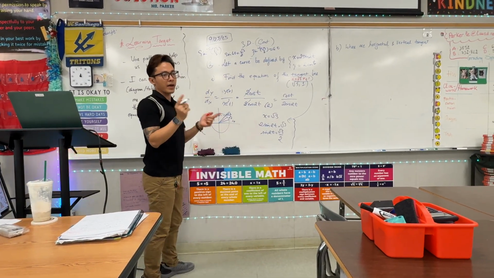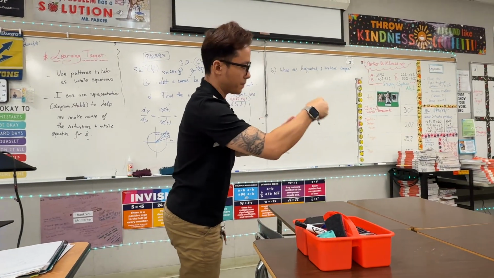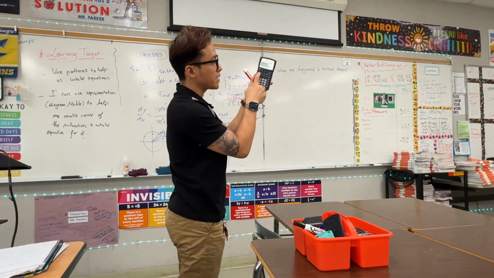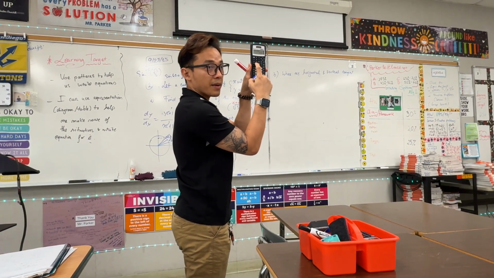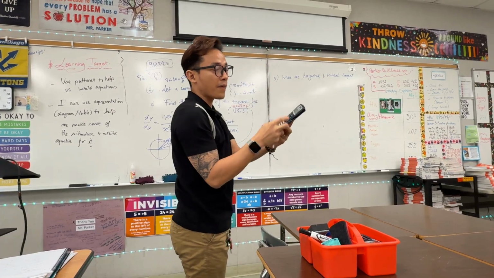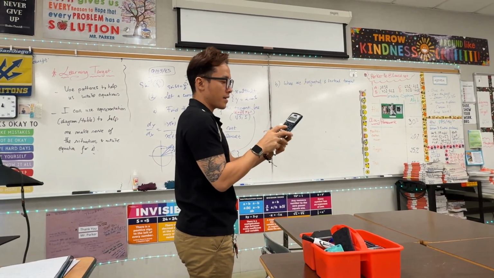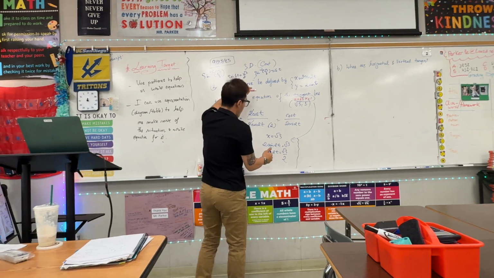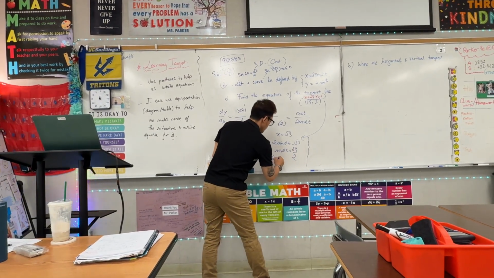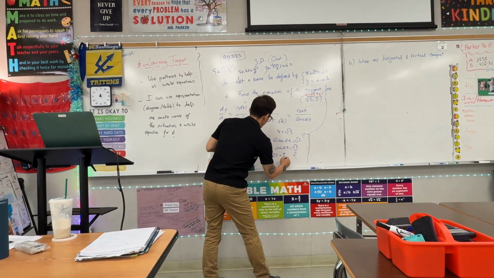You just use your calculator. You see the sine to the negative 1 here, sine inverse here. That is how you find back the degree. Okay, so this is pi over 3. So t equals pi over 3.